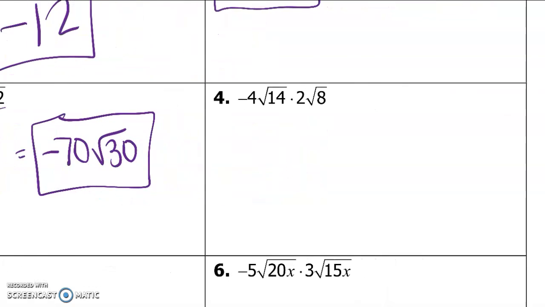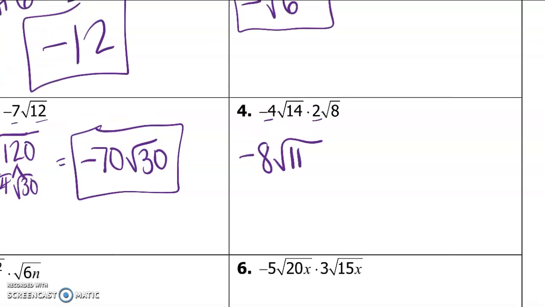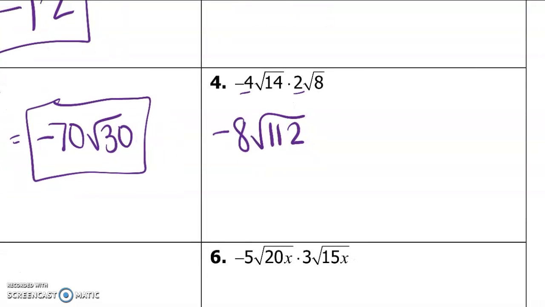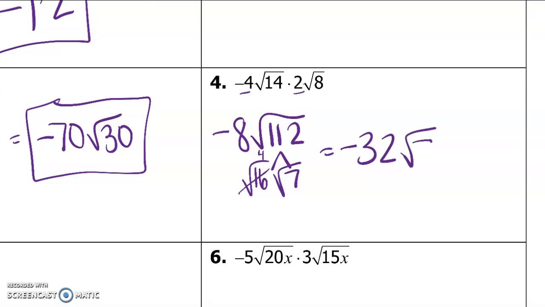Number 4, we have a negative 4 times 2 to give us negative 8. Square root 14 times 8 is 112. So again, you need to find the biggest perfect square that goes into 112. That would be 16. This is 16 times 7. Square root, square root. The square root of 16 would become 4. So negative 8 times 4 gives me negative 32, square root of 7.